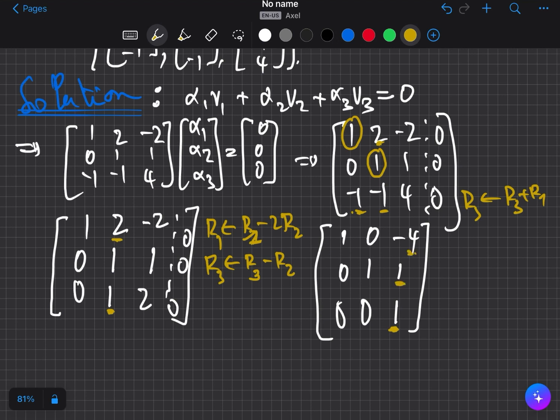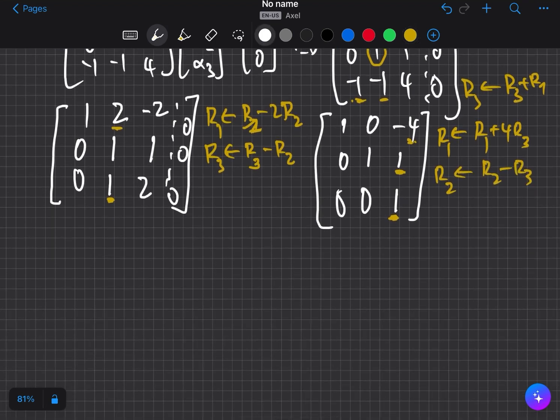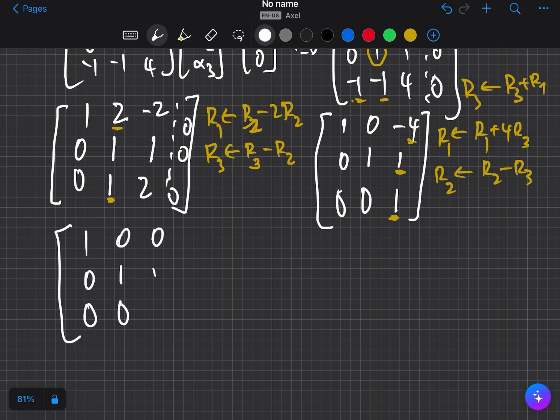So what to do is that we will replace the first row again by row 1 plus 4 row 3, and then we also replace row 2 by row 2 minus row 3, and this will lead to (1, 0, 0), and then (0, 1, 0) and (0, 0, 1). Okay, so what do we observe from here?